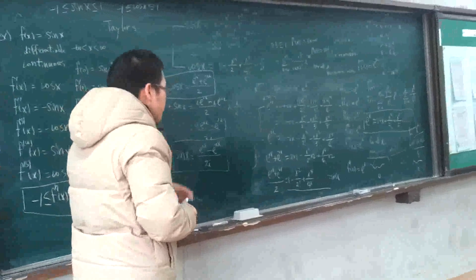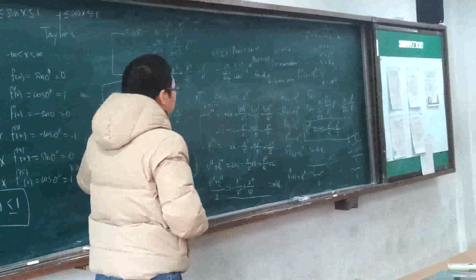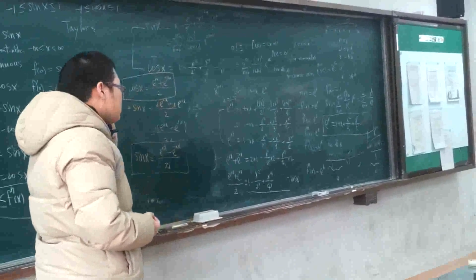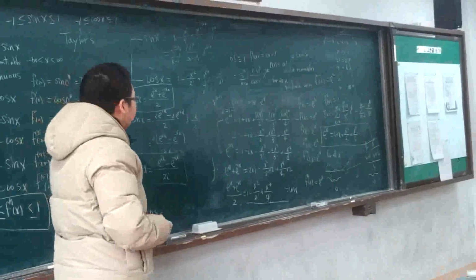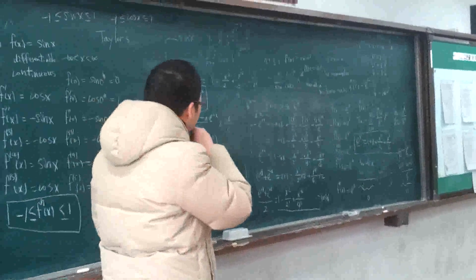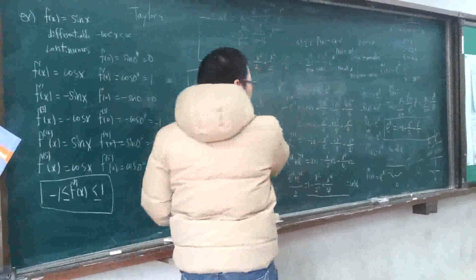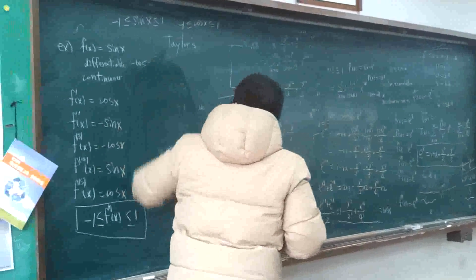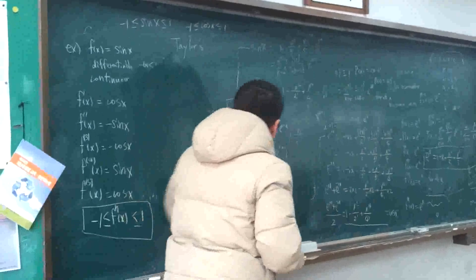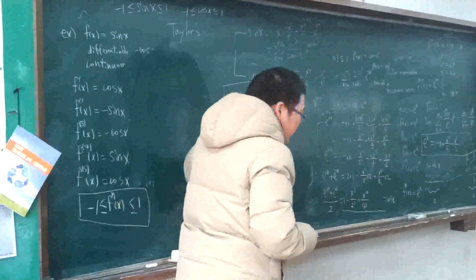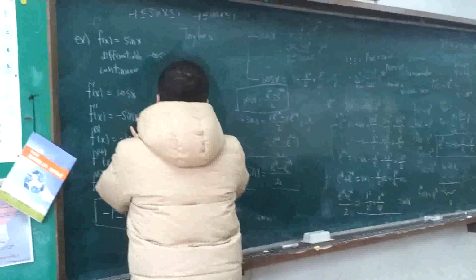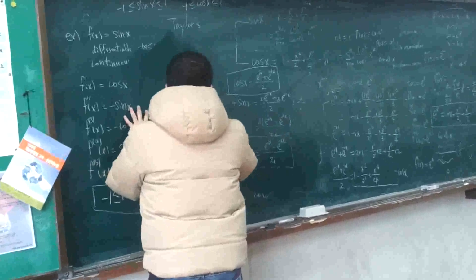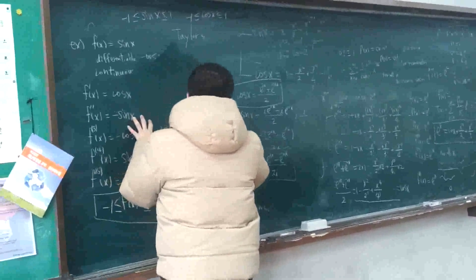These are relationships between the exponential function, the sine function, and the cosine function. So we can obtain an interesting formula from these two identities. Let's multiply sine x by i.